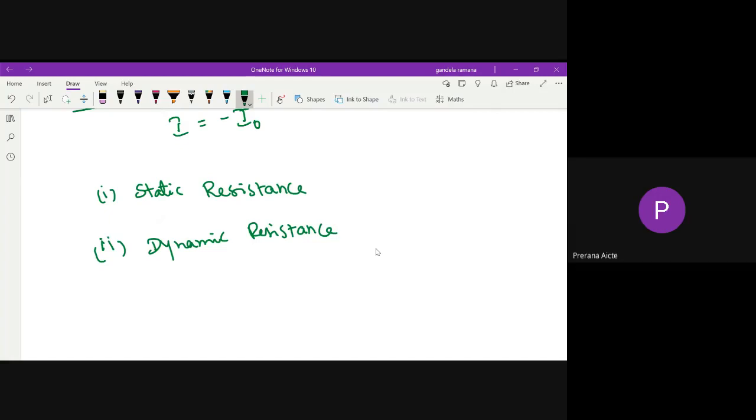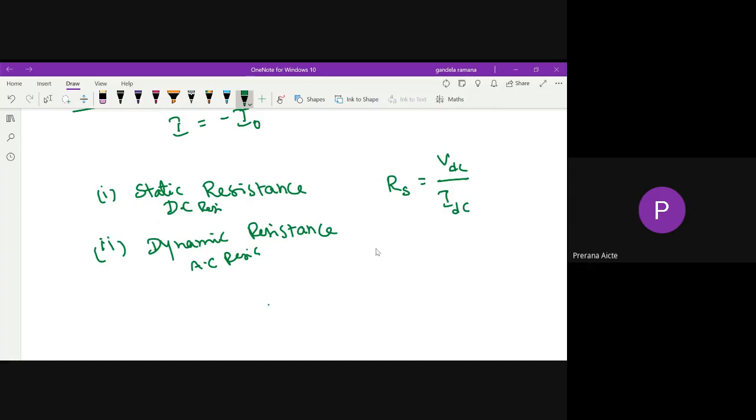Static resistance and dynamic resistance. So what is the static resistance? Rs is equal to, we know very well, I is equal to V by R, so R is equal to V by I. This static resistance is also called DC resistance. Dynamic resistance is also called AC resistance. So Rs is equal to VDC by IDC, voltage by current.